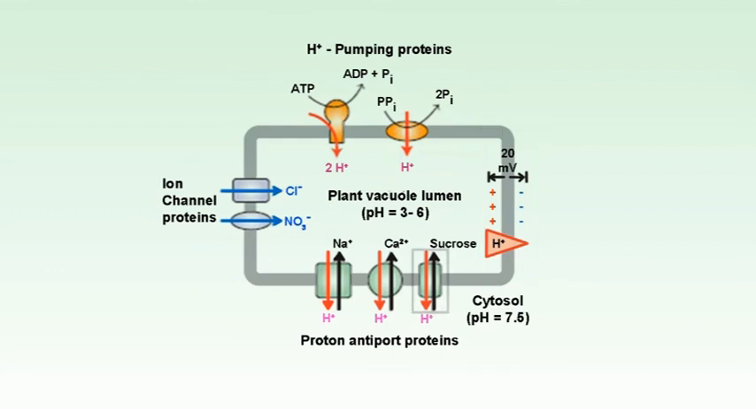A proton-sucrose antiporter in the vacuolar membranes operates to accumulate sucrose in plant vacuoles. The inward movement of sucrose is powered by the outward movement of hydrogen ions. Uptake of calcium and sodium ions into the vacuole from the cytosol against their concentration gradients is similarly mediated by proton antiporters.